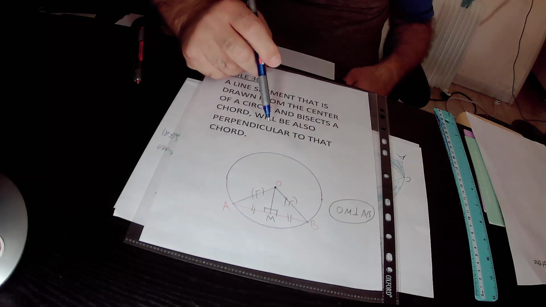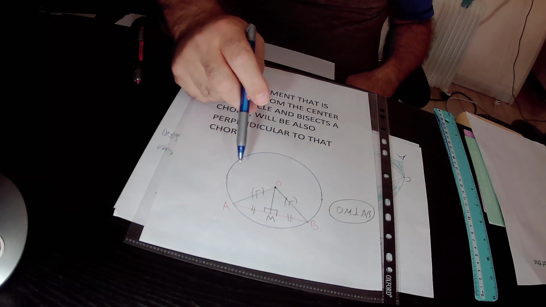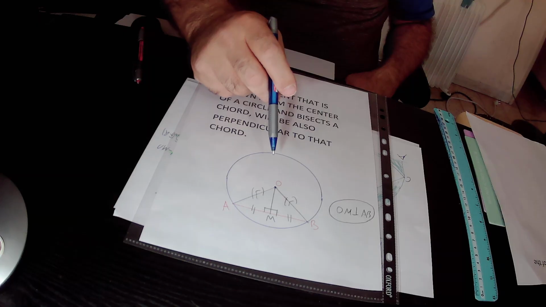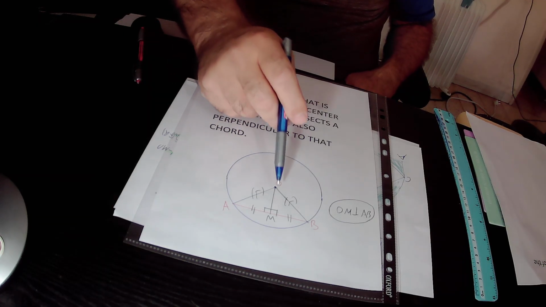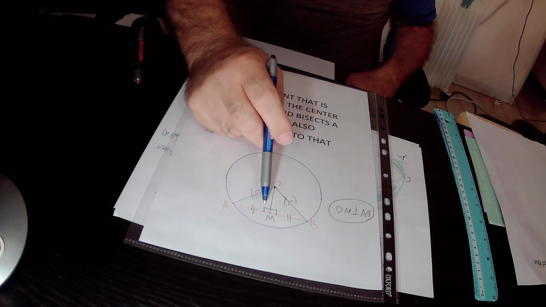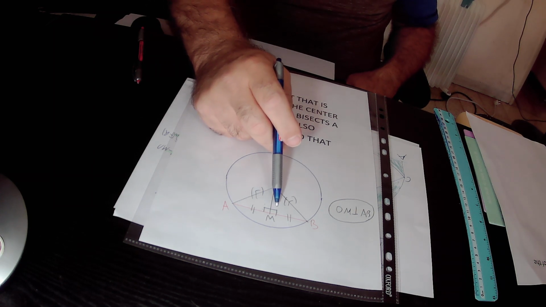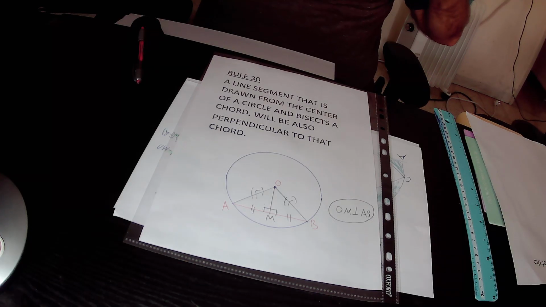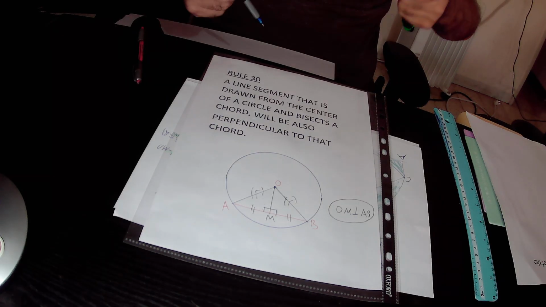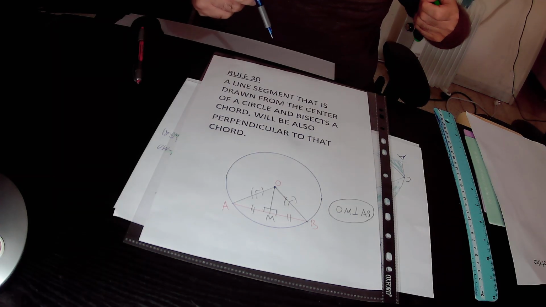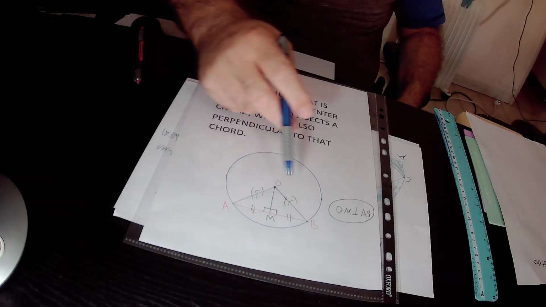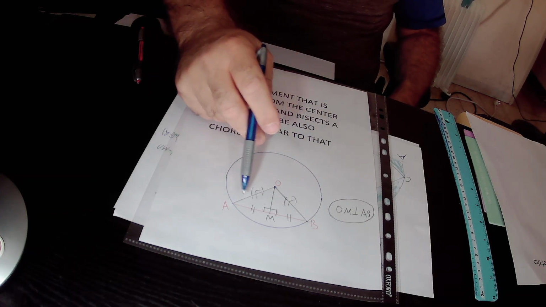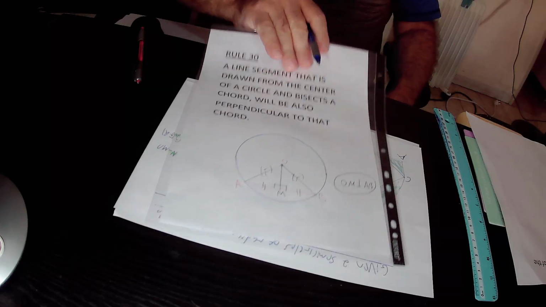Because line segment OM bisects chord AB, it will also be perpendicular to chord AB. If OM is perpendicular to AB, this angle equals 90 degrees, and this angle also equals 90 degrees according to rule 30. So whenever you have a line segment drawn from the center of the circle that bisects a chord, that line segment will also be perpendicular to that chord. Here OM bisects AB, and therefore OM is perpendicular to AB. So we can implement rule 30 in our drawing.